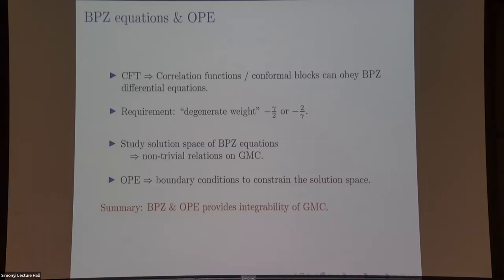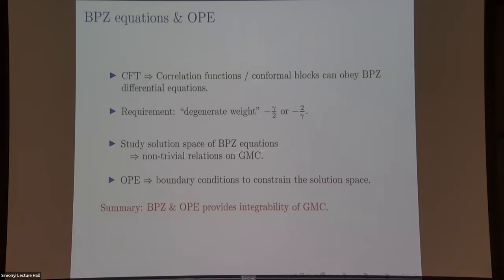In the CFT we have this correlation function with the conformal block. They can obey some differential equation, but we have to do some sort of deformation of these objects by putting some extra term inside this expression. We will see how we do it in the next slide. This extra term is weighted by two specific parameters, and only then do they satisfy this differential equation. The weights would be minus gamma over two or minus two over gamma.